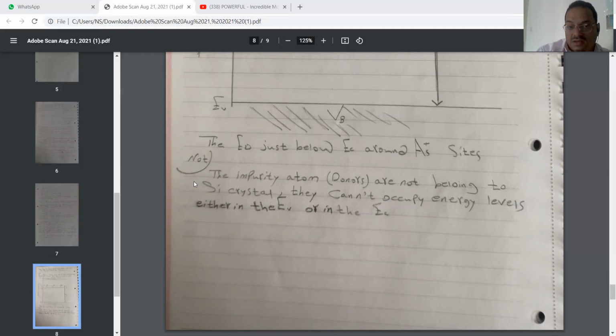Here, we must note the impurity atom. What does the impurity atom mean? Here, the impurity atom means donors, and in p-type, the impurity atom means acceptors. In n-type doping, the donors do not belong to the silicon crystal, because they are like foreign atoms, strange atoms, trying to be inside the structure but not belonging to the same atom, since all of these elements are not silicon at all. The impurity atoms do not belong to the silicon crystal. They can't occupy energy levels either in the valence band or in the conduction band.